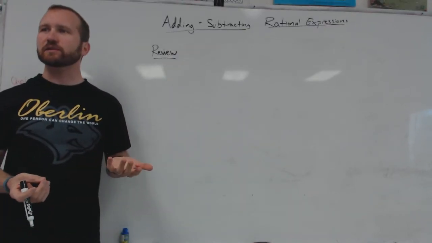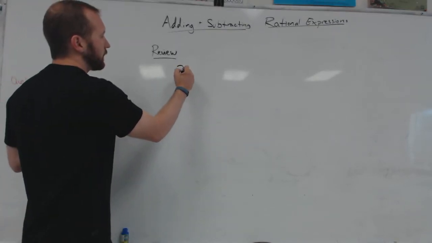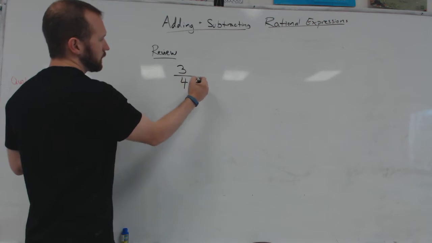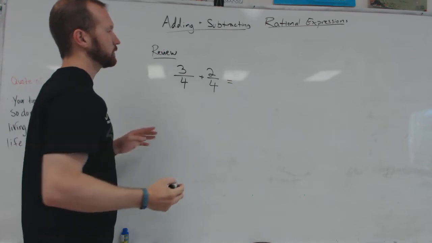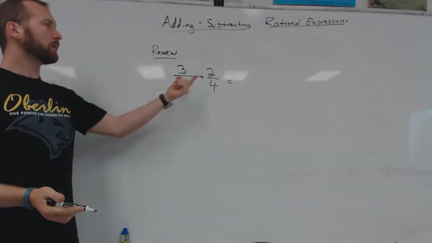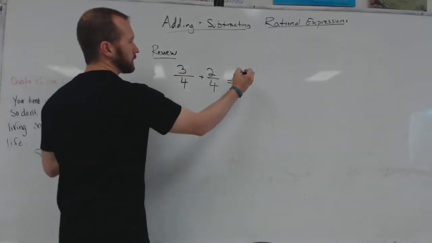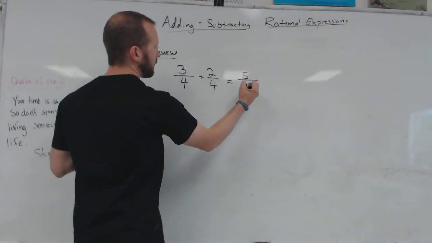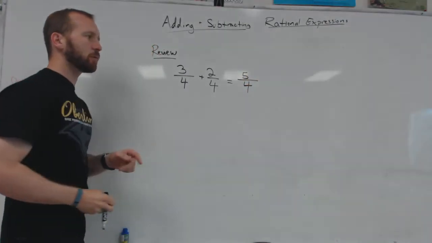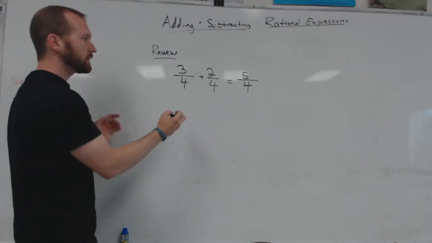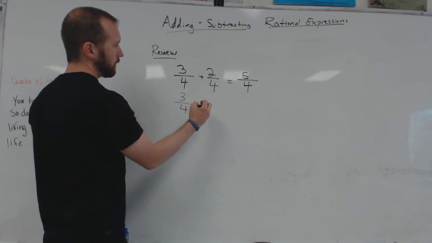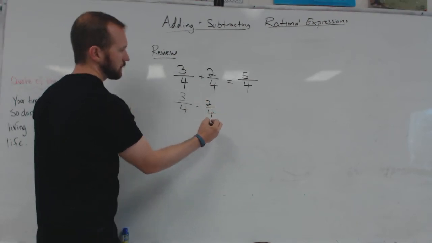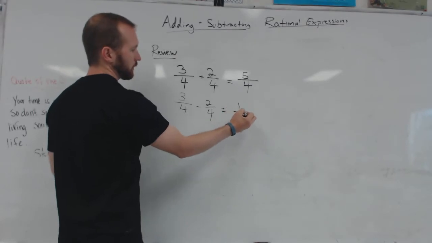Rational expressions are fractions, right? So I just want to remind you guys, if you're adding two fractions, if I have 3/4 plus 2/4, how do I do that? What do I do? Yeah, we just add the numerator. So this would be 5, and then the denominator stays the same, 5/4. Right? Subtracting is the same thing. So if I had 3/4 minus 2/4, that would be 1/4.